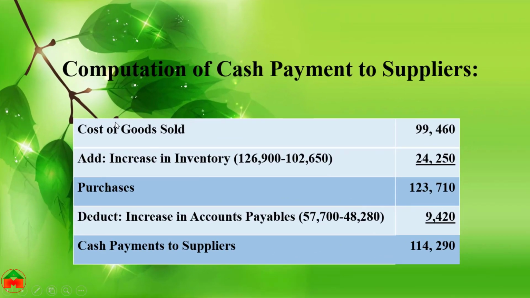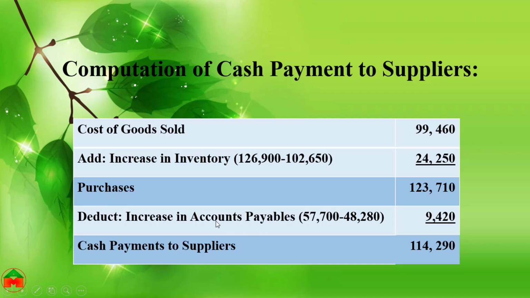So here we can see the computation of cash payment to suppliers. To calculate the cash payment to suppliers, we need to write the cost of goods sold. The cost of goods sold amount is 99,460. We have seen that there is an increase in inventory, so we have added this increase. The amount of increase in inventory is 24,250. So if we add this increase in inventory to the cost of goods sold, we will get the amount of purchases, which is 123,710. After that, with the purchases, we will adjust accounts payable.